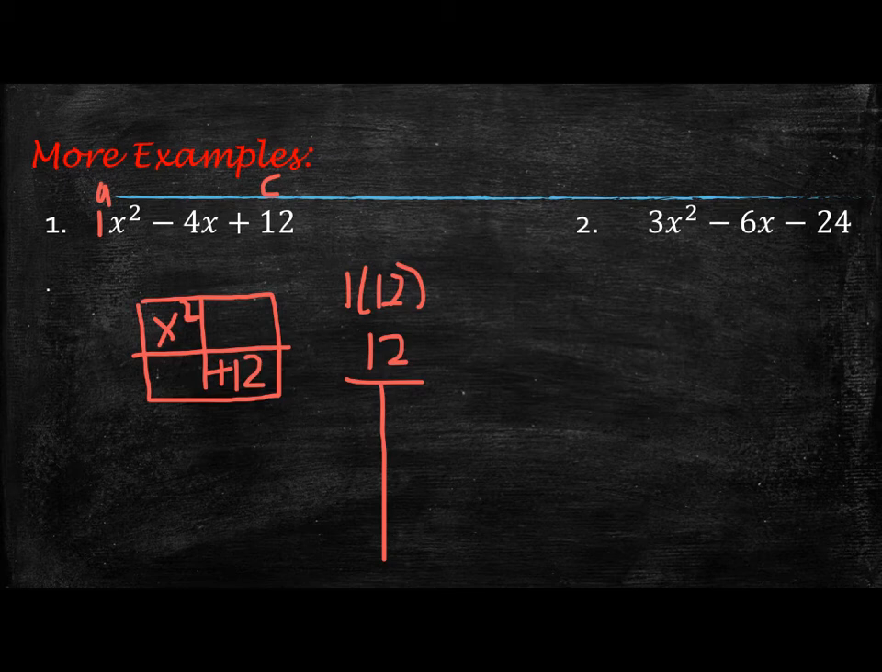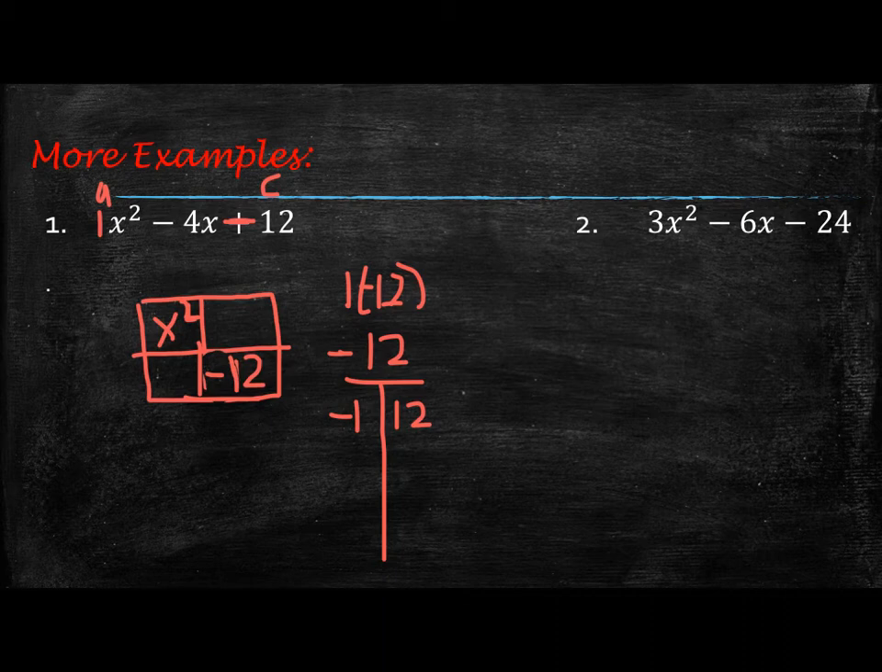And actually I can see that this has a mistake. This is supposed to be a negative 12. So I'm going to erase this plus sign here, and let's fix that. And let's put a negative 12. You'll see why as we start to make this AC chart. So negative 12 factors to be negative 1 times 12.